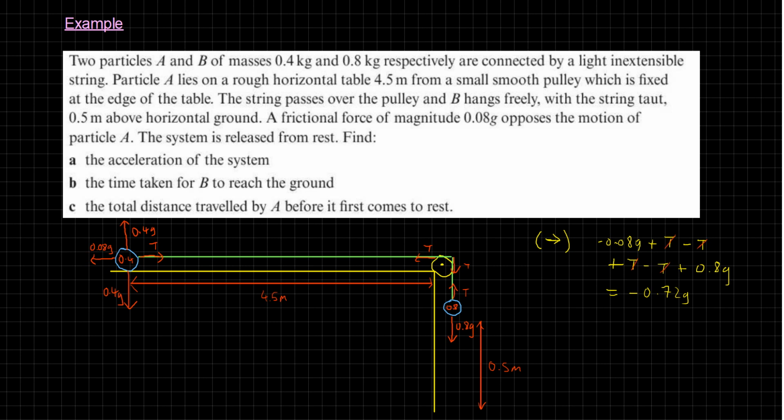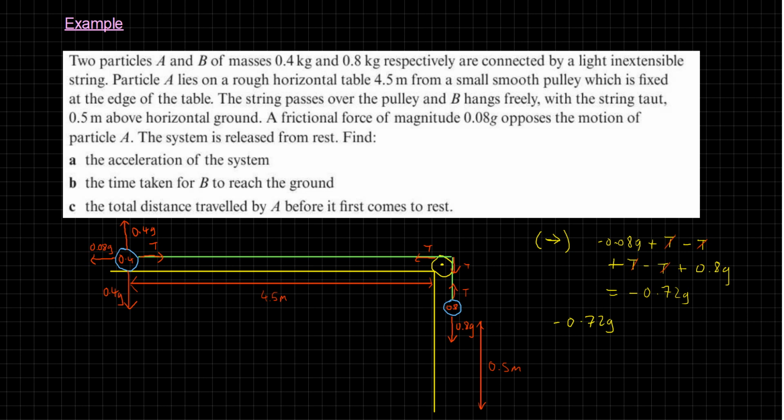Okay, so it's kind of like just taking this right part of the string and turning it upwards so that it just continues along to the right as if it had never gone around the pulley. And that's a perfectly acceptable thing to do. It's resolving forces horizontally along the string. Cool, so that's the force. Then let's think about the mass. So we've got the force of minus 0.72 g.